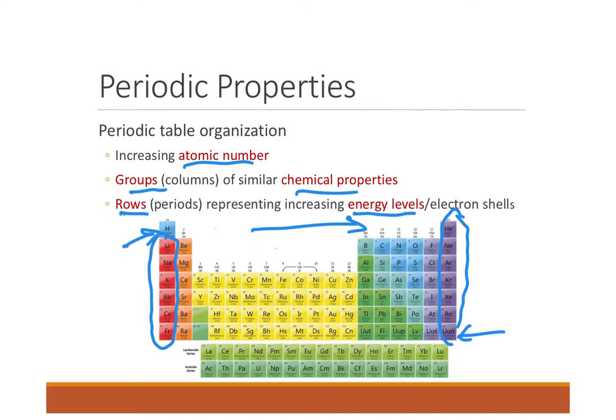But there are other trends, or repeating patterns, that were discovered among these elements that helped in the development of the periodic table and actually allowed scientists in the past to predict characteristics of elements that they hadn't discovered yet.